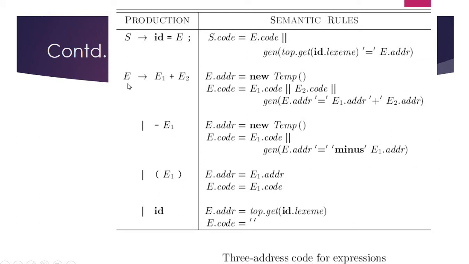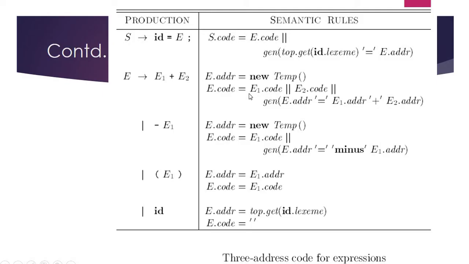The next production rule is E produces E1 plus E2. So here, after performing the addition, the result will be stored in the compiler-generated temporary variable new temp. So E.address equal to new temp, it will be used to generate the temporary variable. And here E is the parent, E1 plus E2, these are all the children nodes. So what is the 3 address code for E1 and E2? We are accessing it through E1.code and E2.code.